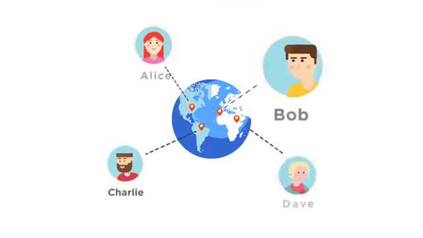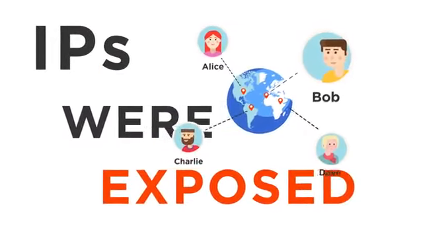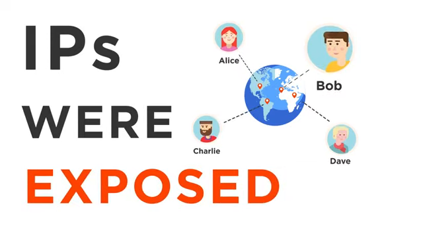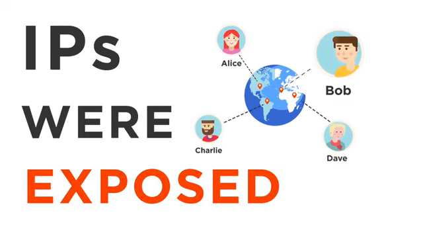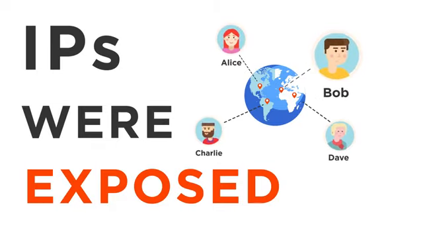Alice, Bob, Charlie, and Dave all have at least one thing in common. Their IP addresses were exposed. Users could try to hide IP addresses with Tor or a VPN. However, both of these strategies have serious weaknesses.